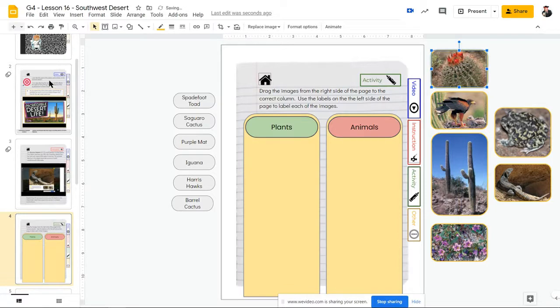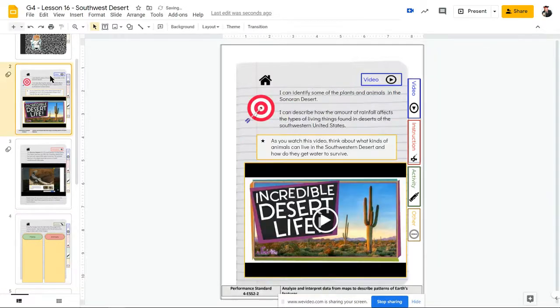And when you are done today, again, your goal is you can identify some of the plants and animals in the Sonoran Desert, and that you can describe how the amount of rainfall affects the types of living things found in deserts of the southwestern United States.